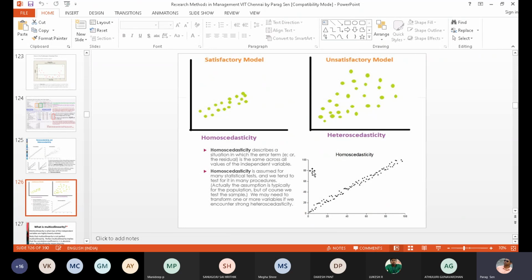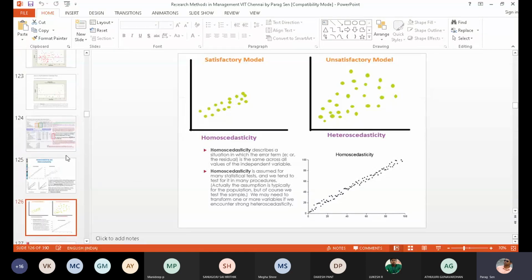Actually, the assumption is typically for the population, but of course we test the sample. We may need to transform one or more variables if we encounter strong heteroscedasticity. Okay, this will be heteroscedasticity actually, not homoscedasticity. It is wrong. It will be heteroscedasticity. So this is all about homoscedasticity and heteroscedasticity.